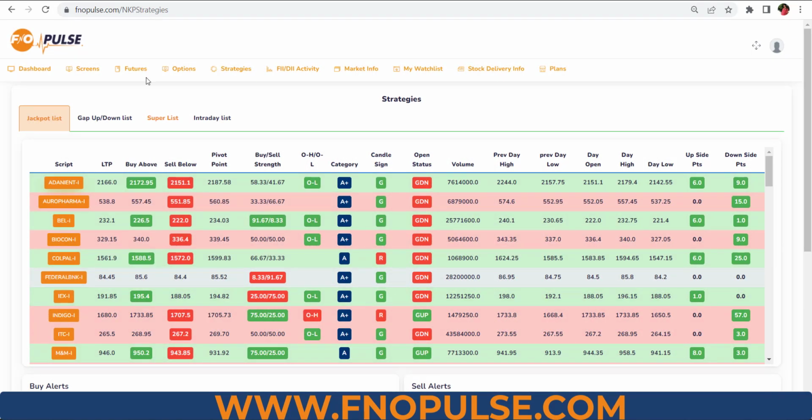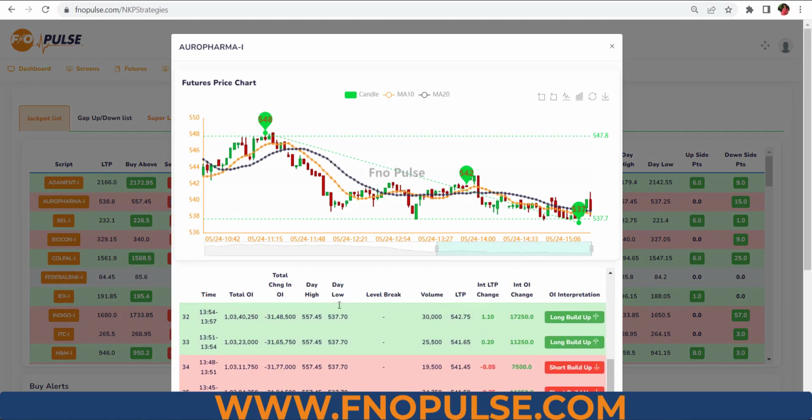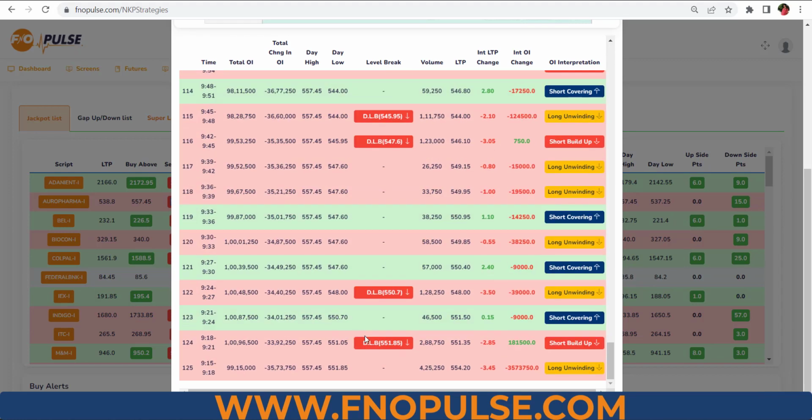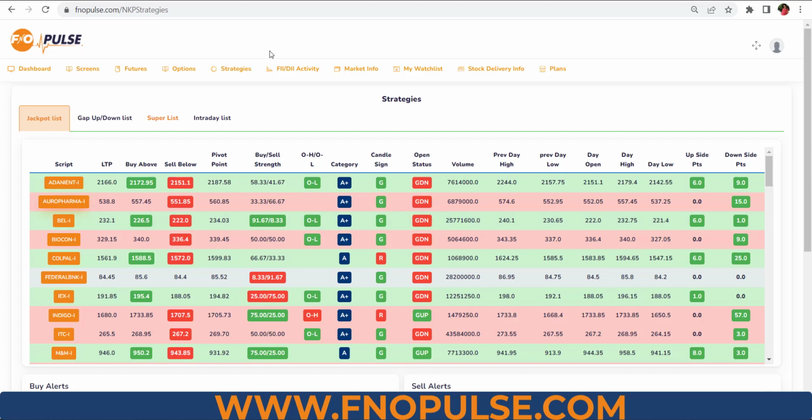The same way you can check for other stocks also. Aro Pharma was showing on the sell side. If we sell this stock around 551, let's find out what time the 551 call was executed. In the morning it was performing around 554. Short build-up happened, which means the trend is bearish. At 551 it happened, and it gave 15 points in this market.